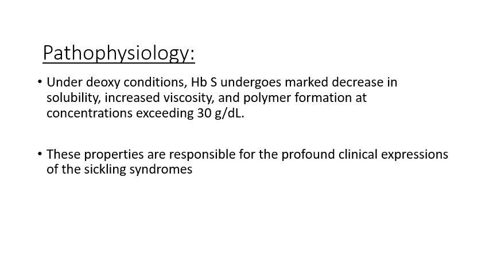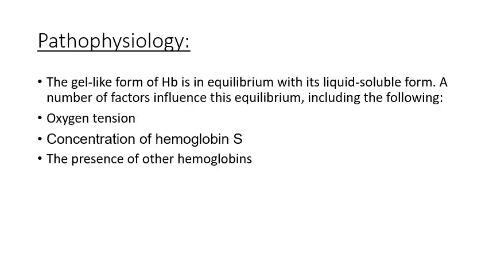Now, the clinical presentation is due to these abnormally shaped red blood cells that form sickles, which are highly viscous and sticky. The gel-like form of hemoglobin is in equilibrium with the liquid form. A number of factors influence this equilibrium. One is oxygen tension. Second is concentration of hemoglobin S.